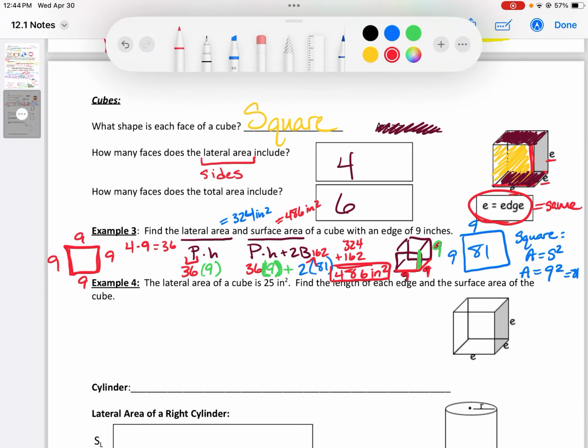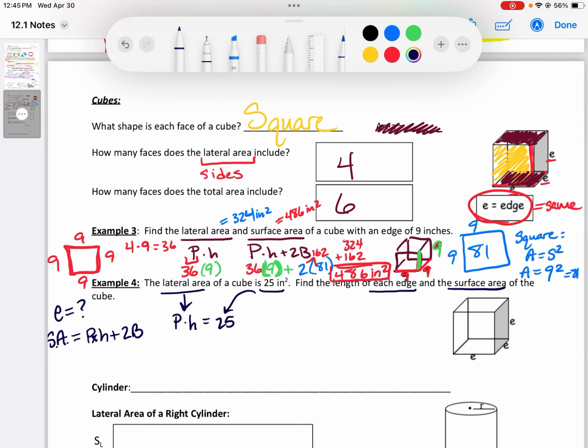All right, like I was saying, setting this up to solve for the edge value can be difficult. So we're going to do that in example number 4 together to show you how it works. This one says the lateral area is 25. Find the length of each edge and the surface area. So we need to find what E equals, and we need to find the surface area, which is going to be P times H plus 2B. All right, let's start with what we know. We know that the lateral area is P times H, and that it equals 25.